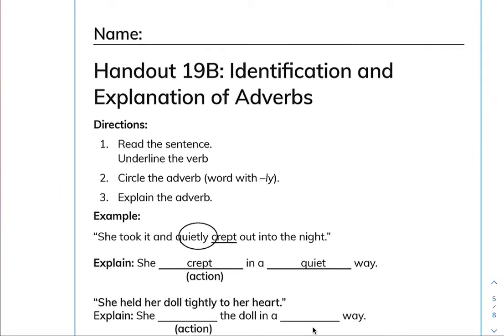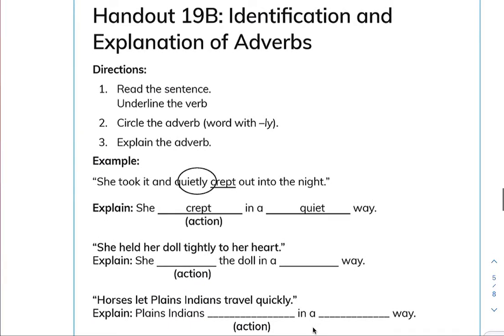Identification and explanation of adverbs. Ooh, those are some big words. So we're going to identify, or find, and then explain what adverbs do or what they are. Make sure you have a pencil ready. Let's look at the first one. Well, we should probably read the directions first.